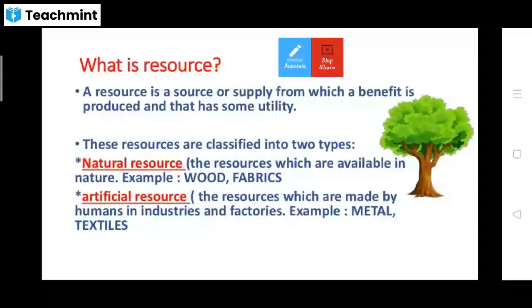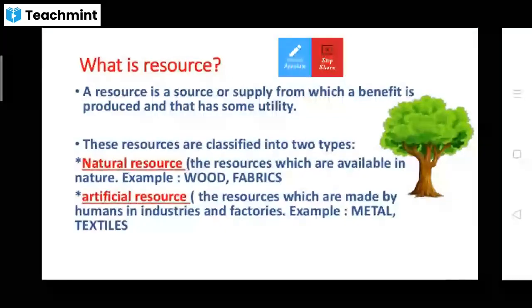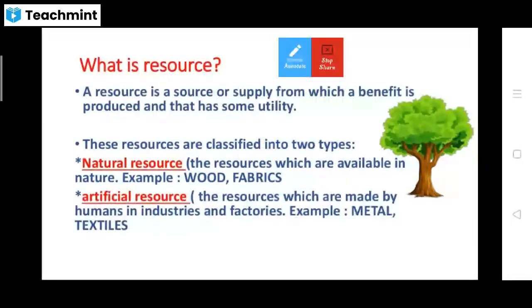And the resources from which we are getting the benefit, which are produced naturally, those are called natural resources. Resources are classified into two types. One is called natural resource and the other is called artificial resource. The resources which are naturally present in nature are called natural resources.